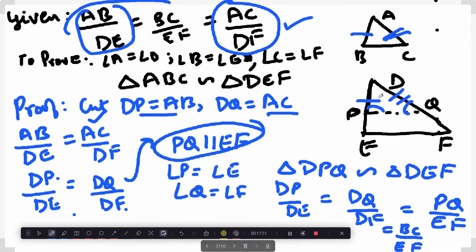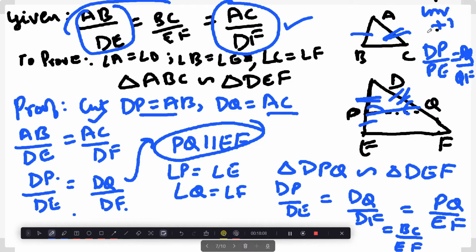Obviously the theorem said that a line parallel to a side will divide the other two sides in equal proportions. So if you invert, add one, and invert again, the net result is this, right? DP by DE equals DQ by DF.